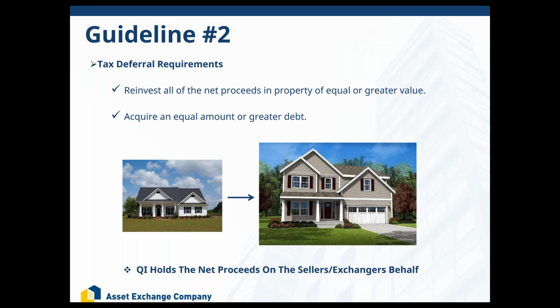Now, we're the qualified intermediary, the QI. We're going to hold those proceeds on behalf of the seller, the exchanger, because the rule is they can never have receipt of those funds. If they do, they would lose their ability to do a 1031 exchange. So they can't close today and then call me tomorrow and say, hey, Jeff, I want to do a 1031 exchange. At that point, it's too late, because once they have receipt of the funds, that's it. They've lost their ability to do a 1031 exchange.